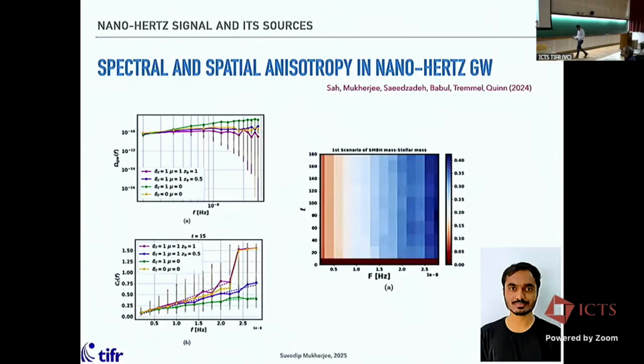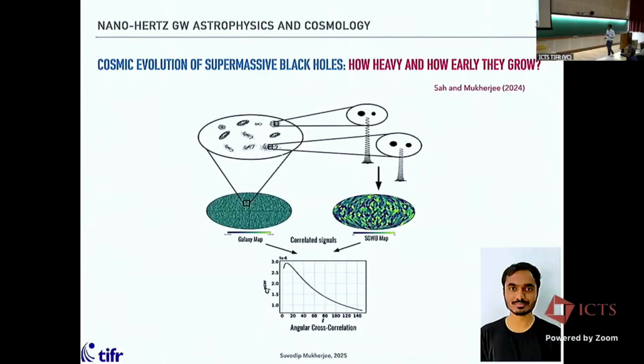Moving on, spatial and spectral anisotropy. At every frequency of PTA, I can construct my sky map if I do a narrowband search, and I will start seeing structures in the gravitational wave angular power spectrum, which will be shot noise dominated in some regimes and will be highly non-Gaussian. The anisotropy sky map dominated by very few sources at high frequency will be extremely non-Gaussian. As a result, the issue is that I would like to explore this quantity of cosmic evolution of black holes in the universe.